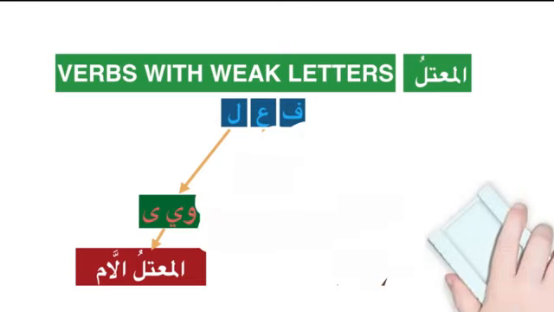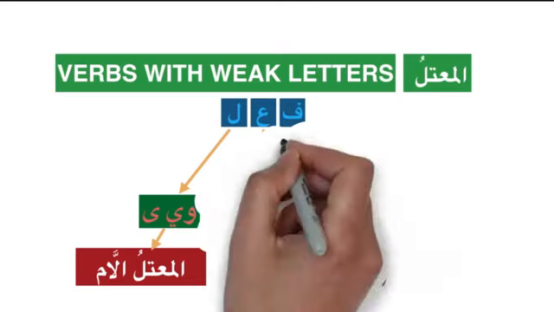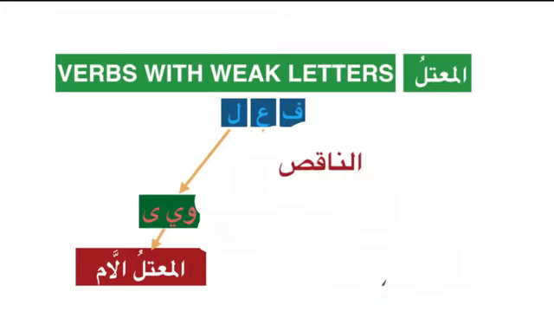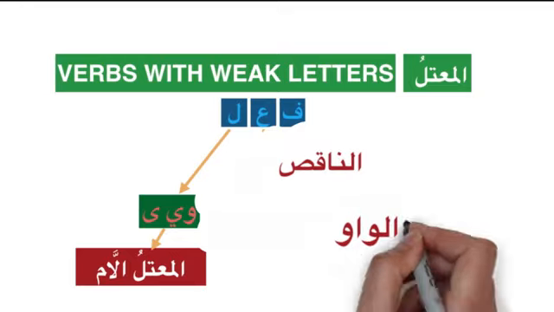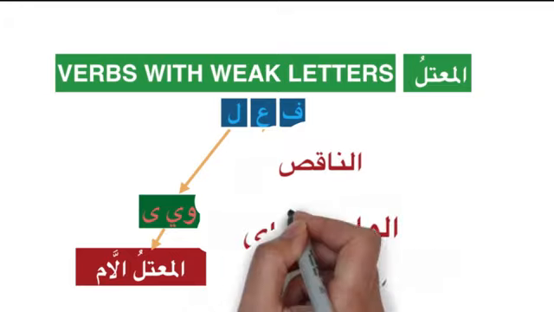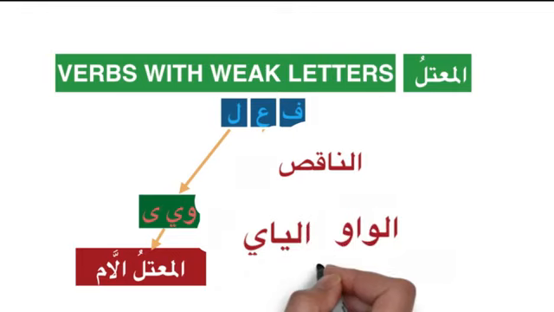and al-mu'tal al-lam is called an-naqis. That means the weakness is in the lam kalima. Again, same thing here: it can be al-waw, or it can be al-ya'i. So that is an-naqis, and we're going to identify it. This is a little bit trickier than the other ones, because there are quite a few things going on which we need to understand and remember, inshallah. Let's move to our class then.